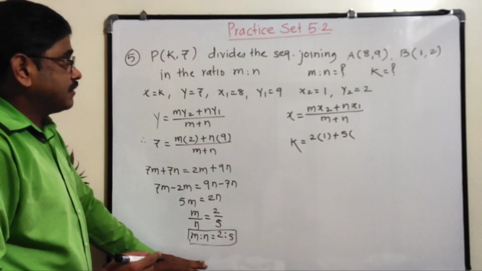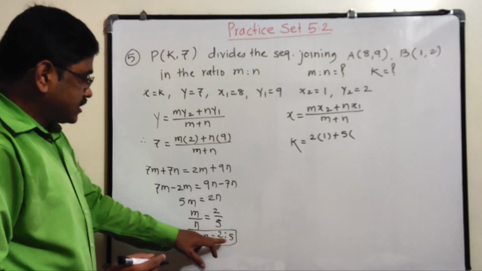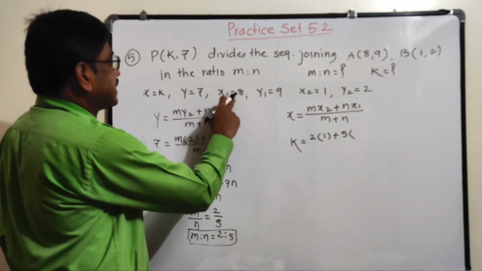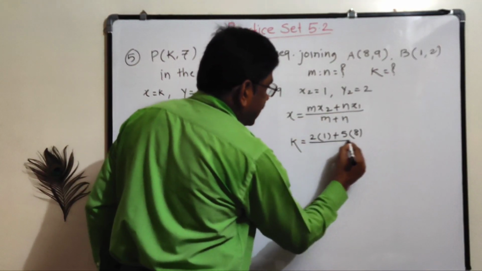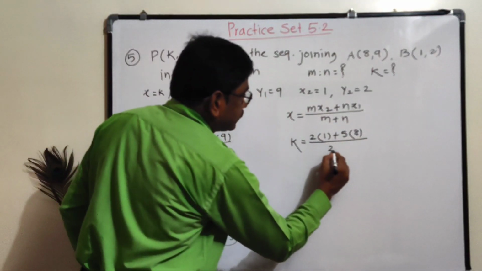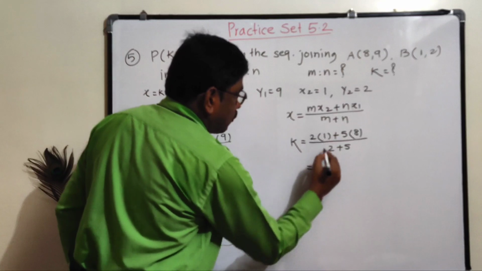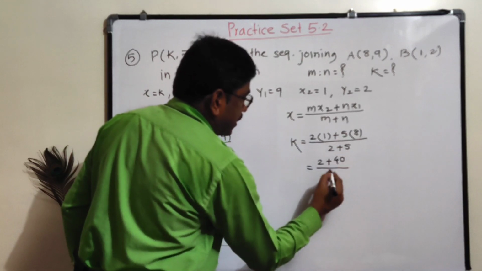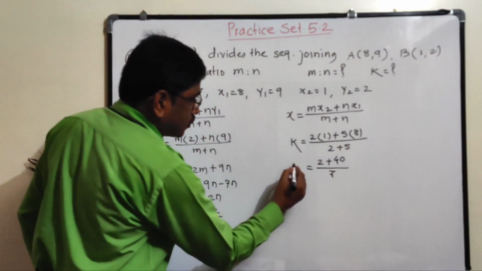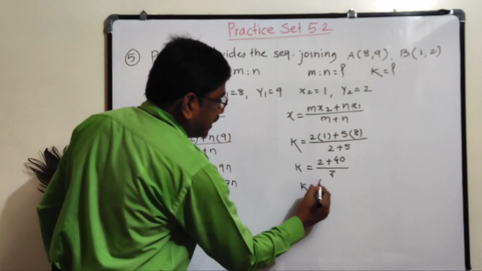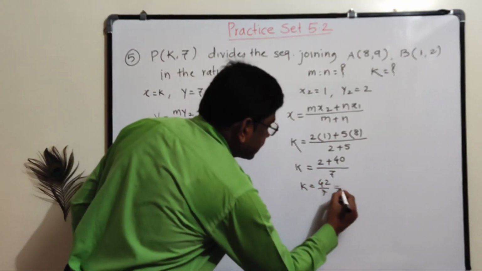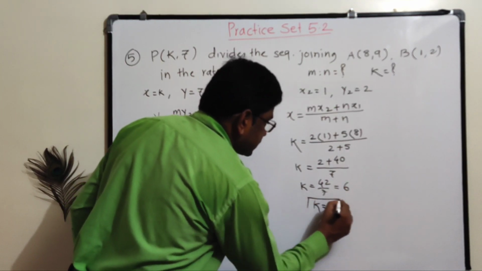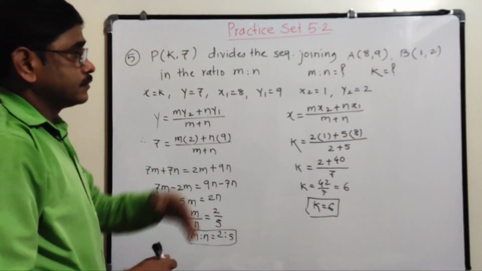We get the ratio m is to n first. So first we have to find this. We have to find first m is to n. So here m is 2 and n is 5. So substitute this value here. 5 into x1. x1 is 8, divided by this 2 plus 5. So k is equal to 2 into 1 is 2, plus 5 into 8 is 40, divided by 5 plus 2, which is 7. So k is equal to 42 divided by 7. So k is equal to 6. So in this way we get the values. So this is the fifth sum.